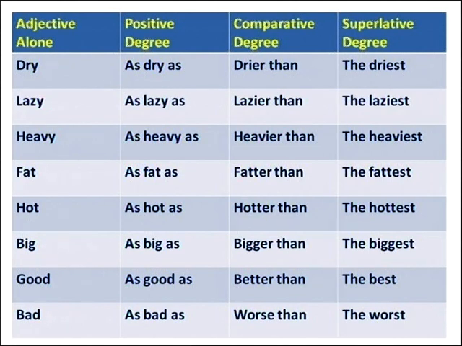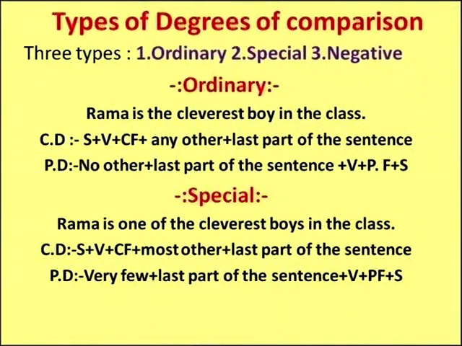Now, comparative degree. When we compare two persons or things that are unequal, we use the comparative form. For example, drier than, lazier than, heavier than. Next, when we compare more than two persons or things, we use the superlative form. For example, the driest, the laziest, the heaviest. Have you followed, friends? Okay, now we are going to learn types of degrees of comparison.